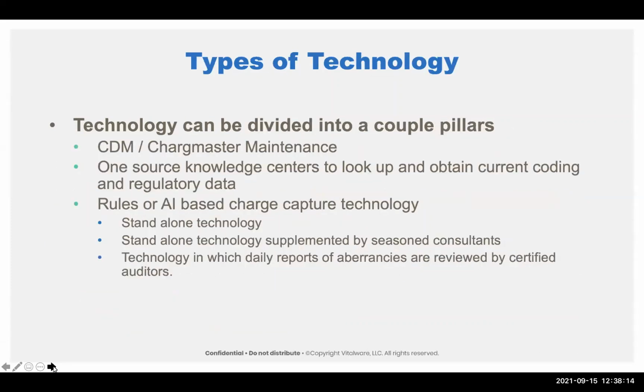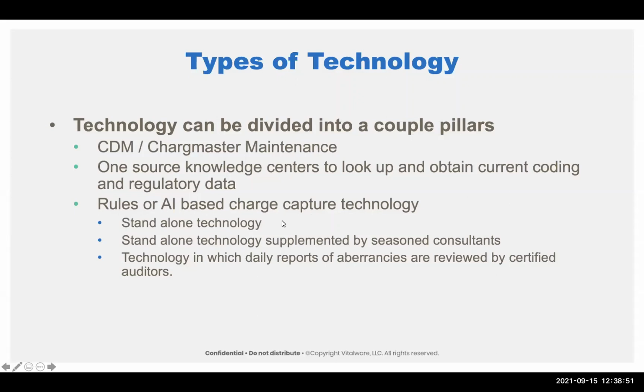The types of technology we see are divided into a couple of pillars: the chargemaster and chargemaster maintenance. One source of knowledge centers to look up and obtain current regulatory information. This is a point for me with technology here at Vital, where we have Vital Knowledge, a one-source lookup for knowledge. But what I'll do is I'll go and see CPT books from 2018, and I'll see ICD-9 books there, and I won't see the latest. So how could you possibly get the right answer if you're using outdated materials?